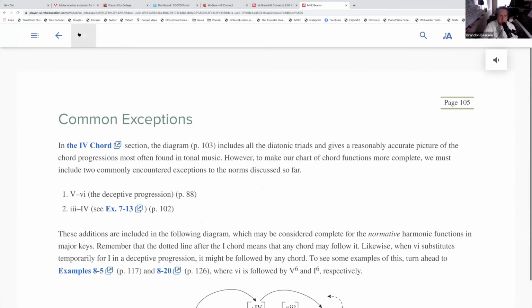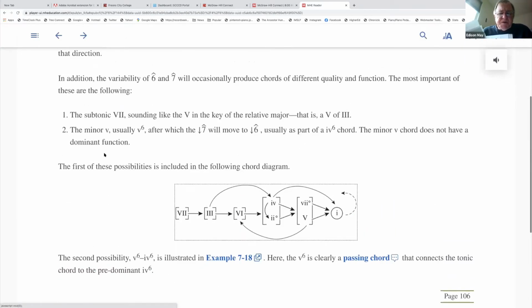Luda, let me give you the minor one. It's on this next page.